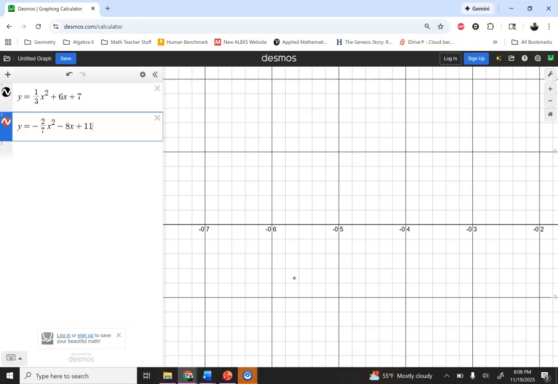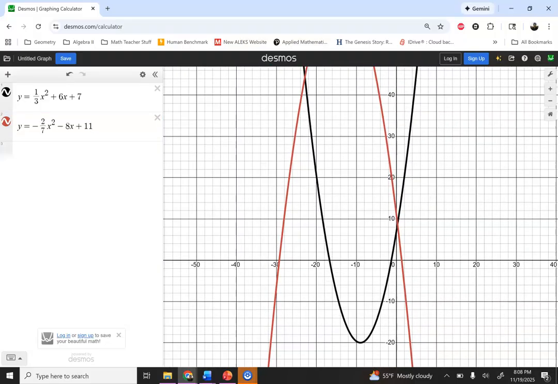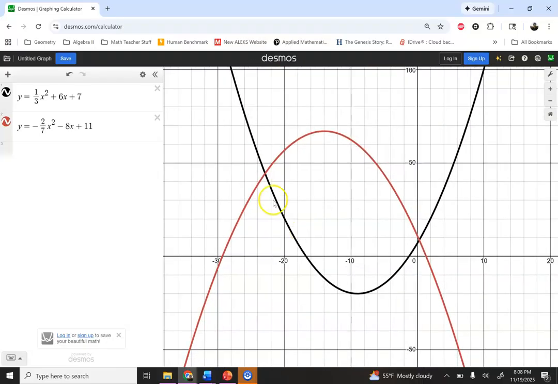All right, I'm going to hit the home button over here. If you don't know where this home button is, this will get you back to a pretty normal view if you've zoomed in or zoomed out. So let's zoom out here. We've got a couple parabolas. Looks like they touch in 2 different places.